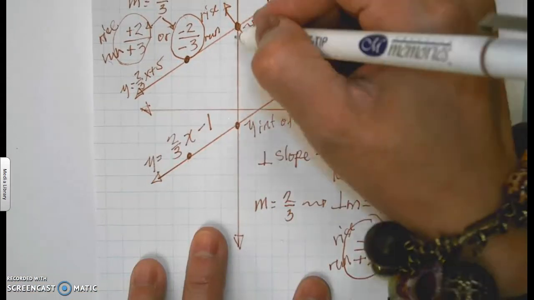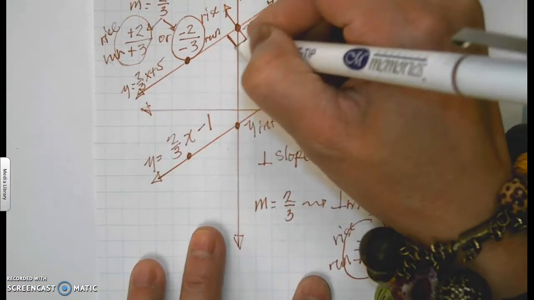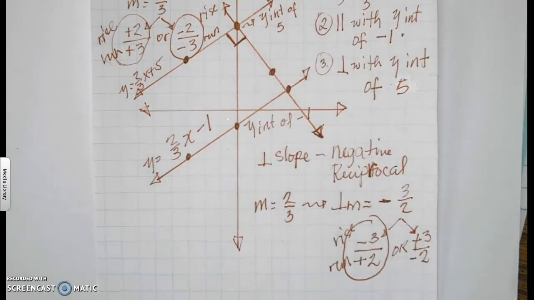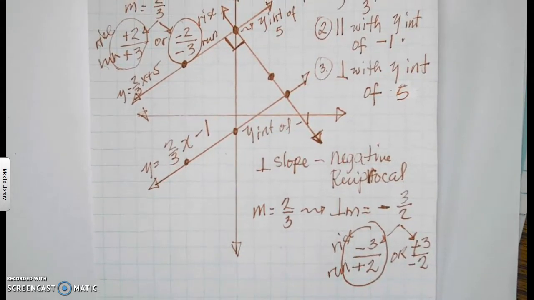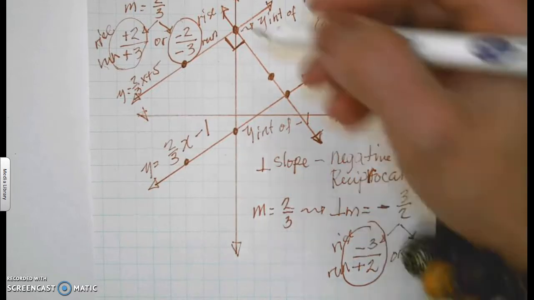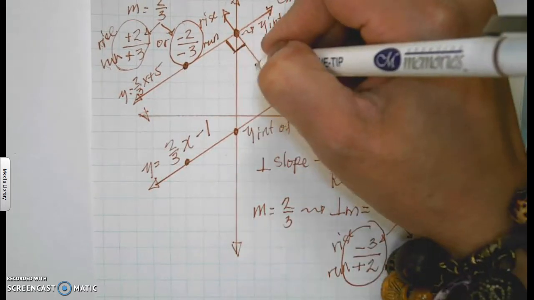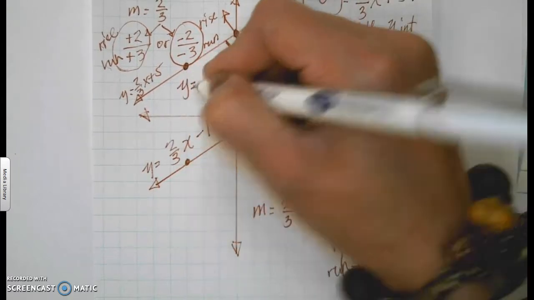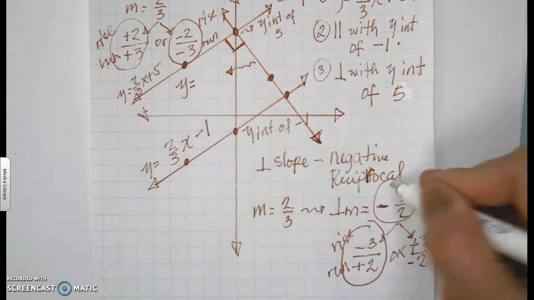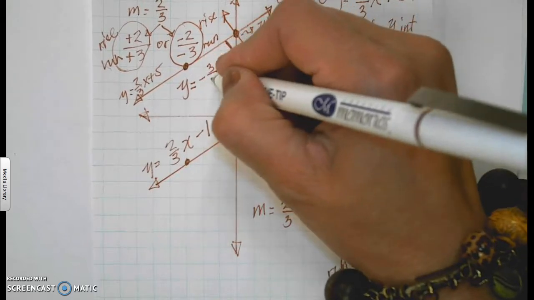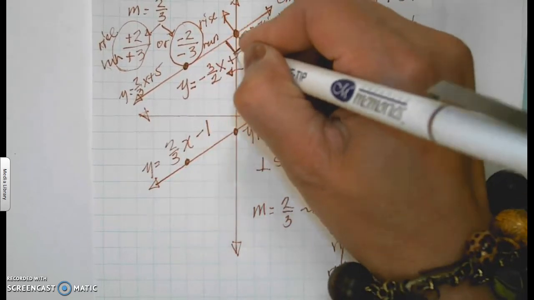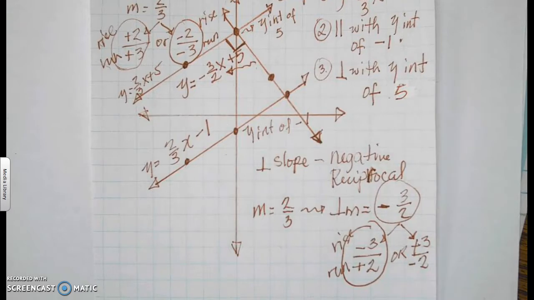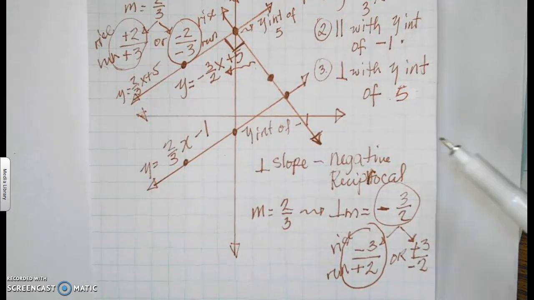Please understand that perpendicular means that they form a 90-degree angle. So 90-degree angle and perpendicular, that is the meaning of it. So the equation of this line is y equals, this now is your slope, negative 3 over 2 x plus 5, same y-intercept. This is it. This is the requirement for this warm-up.